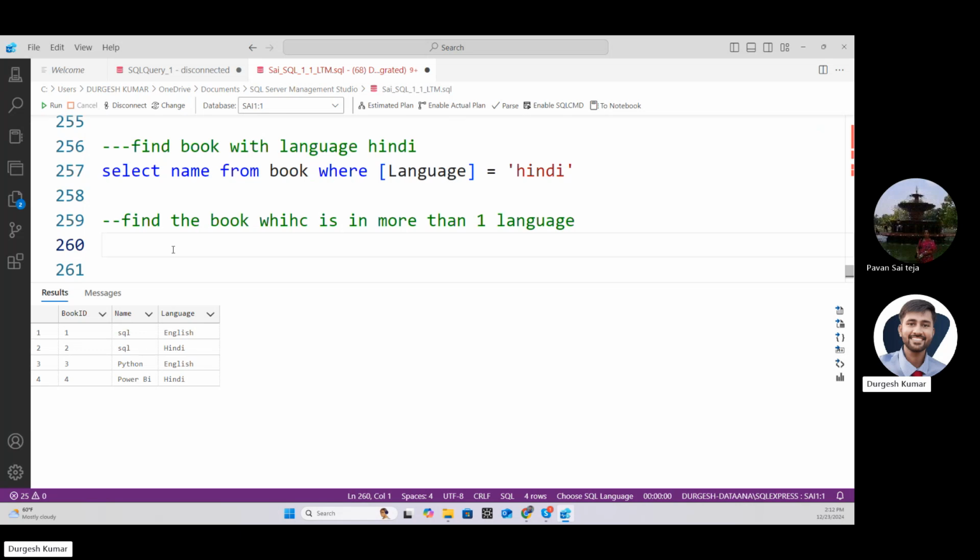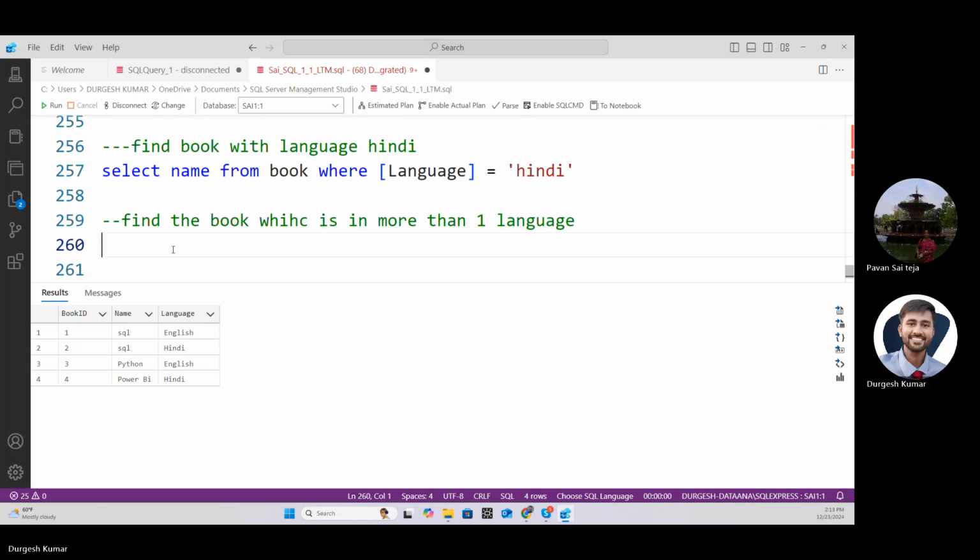No. You didn't compare. What you did is you firstly counted the language for each book, right? You counted that SQL is in two languages, Python is in one language, Power BI is in one language, right? This is how you did it in your mind. Like, oh, there is SQL two types, and this is in English and Hindi, correct? So this is how you come up with, oh, SQL is in two languages. So you mentioned the answer.